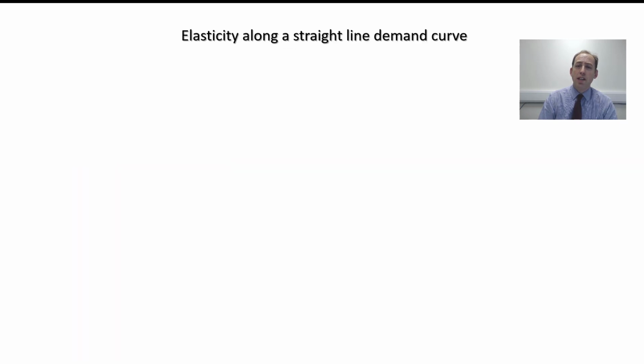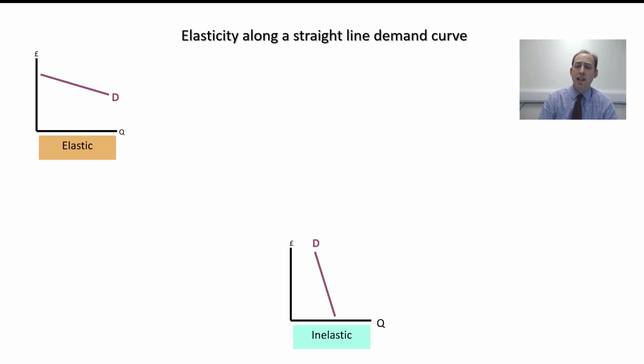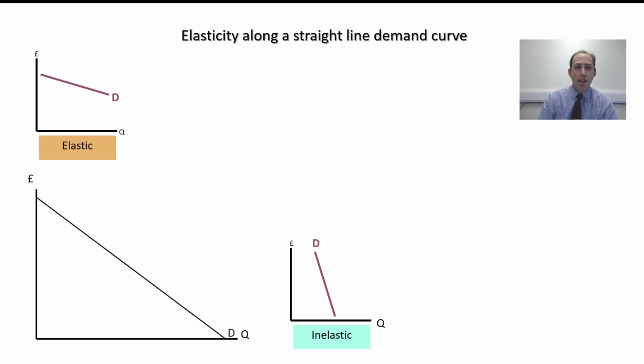So let's have a look at elasticity along the demand curve. Something that can be quite useful to remember is that along a straight line demand curve, we have varying elasticity. So although you might have seen this curve and thought, well, this is definitely an elastic demand curve, and this curve and thought this is definitely an inelastic demand curve, we'll see why technically that's not exactly true. So here we have a straight line demand curve, and I'm just going to put some numbers in so we can see what the elasticity looks like.